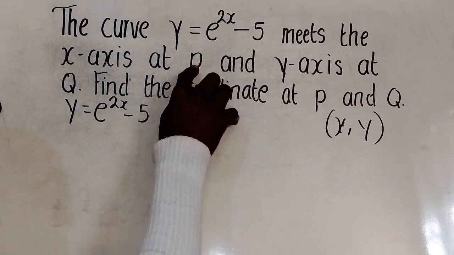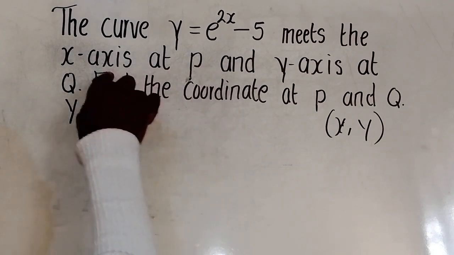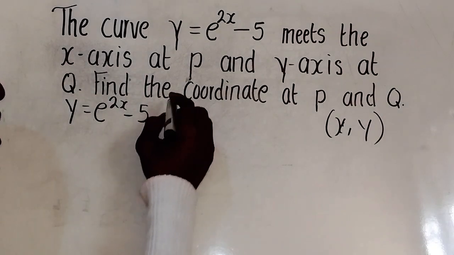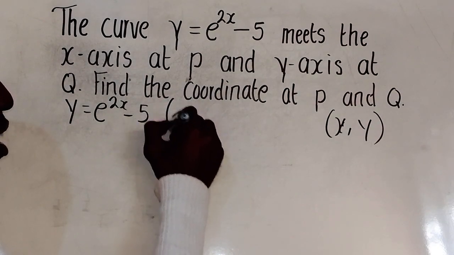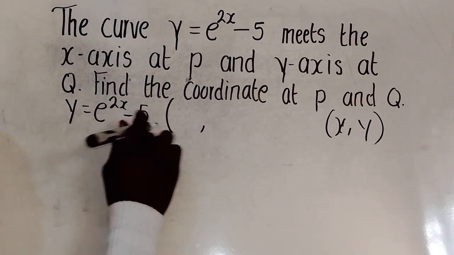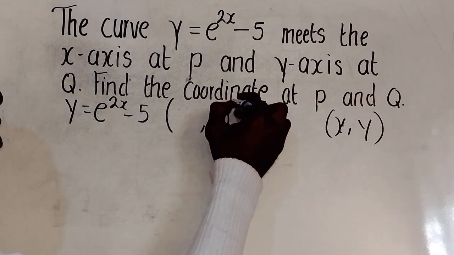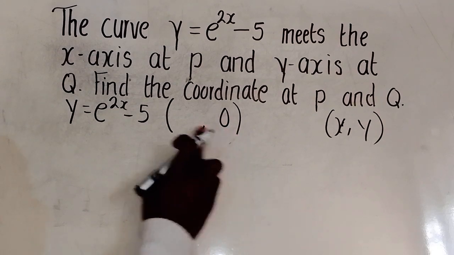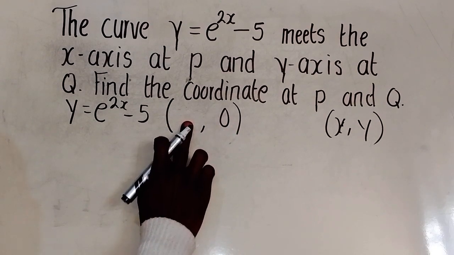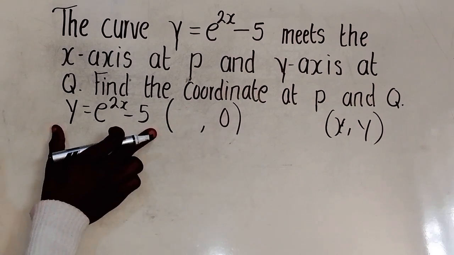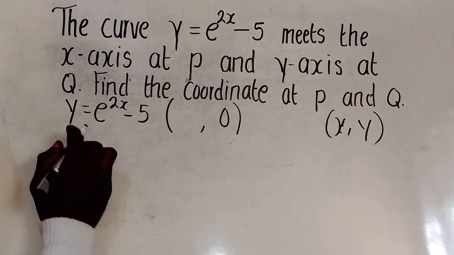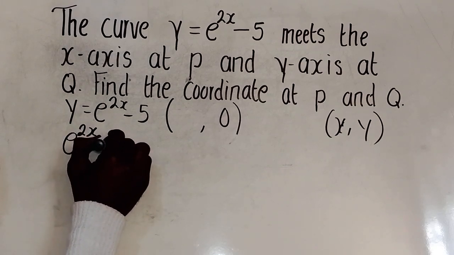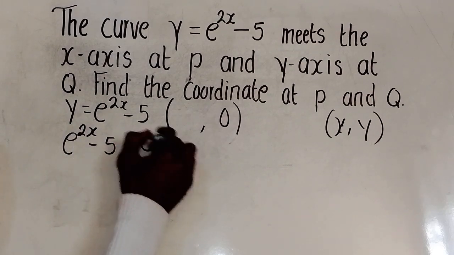Now we want to find the coordinate for P here. We know that P is on the x-axis, meaning that on the x-axis the value for y is 0, so we have already solved one coordinate, only one point already. Now we need to solve the one for x. So how can you solve for x? Since where there is y, there is 0, it is now e to the power 2x minus 5 equals 0.